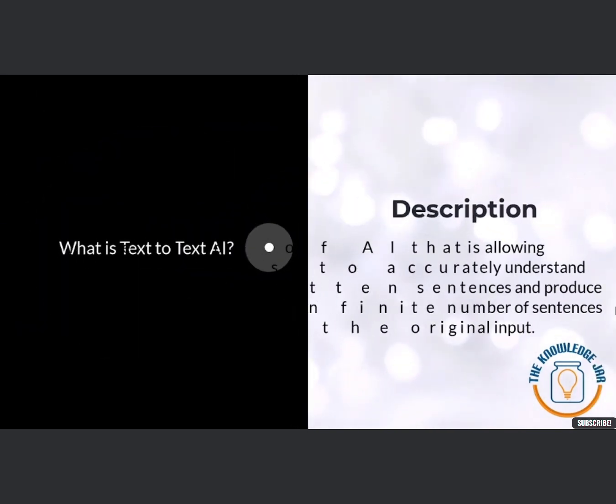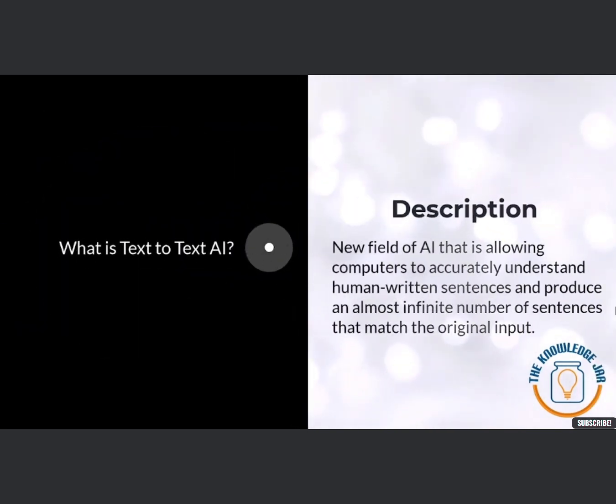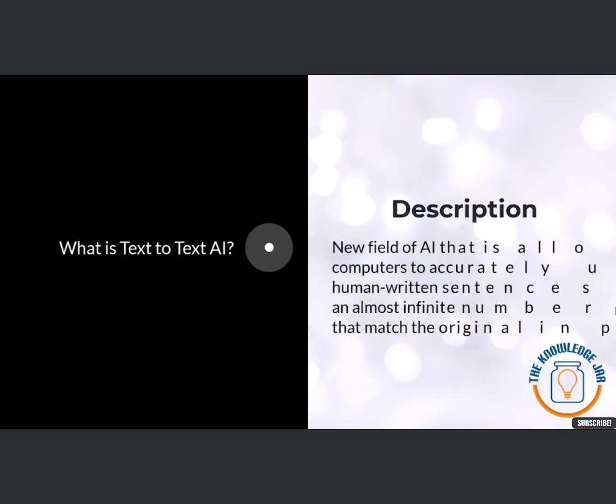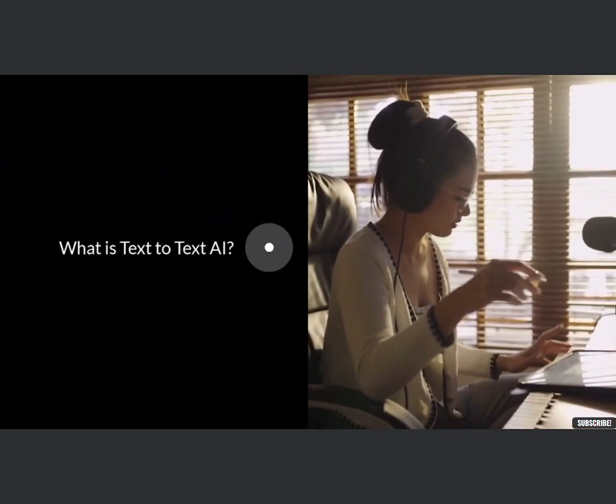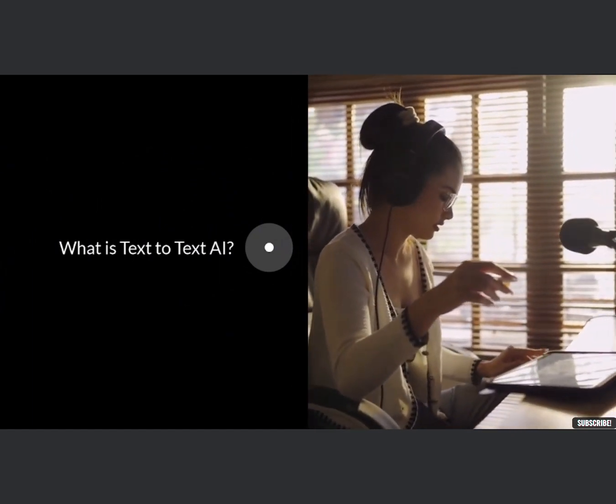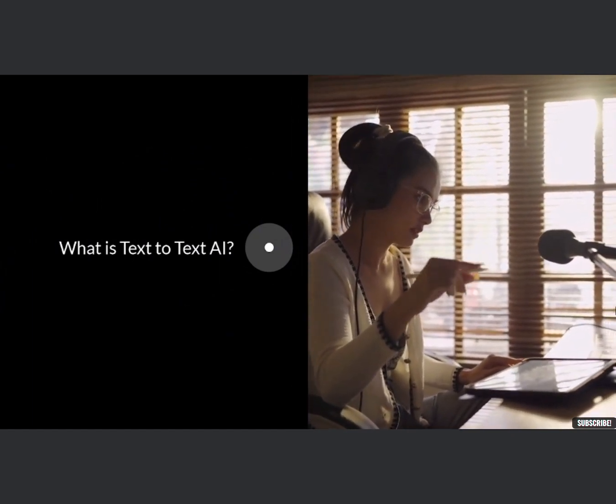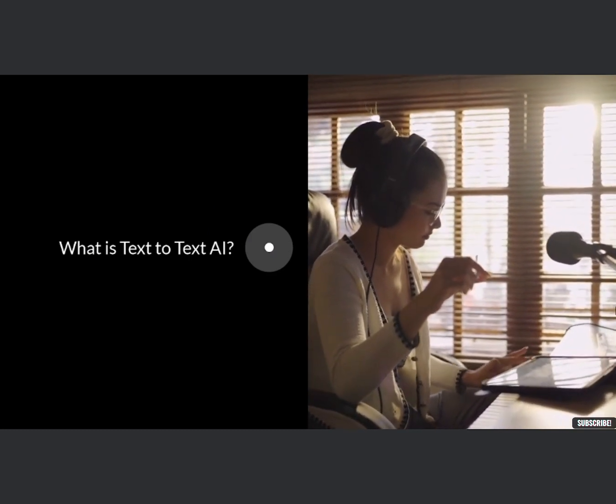Welcome back. Now, what is text-to-text generation? Text-to-text generation is an exciting new field of AI that's allowing computers to accurately understand human written sentences and produce an almost infinite number of sentences that match their original input. This is an incredible breakthrough for writers and content creators, allowing them to quickly and easily create new content.